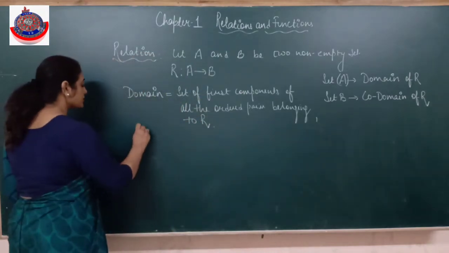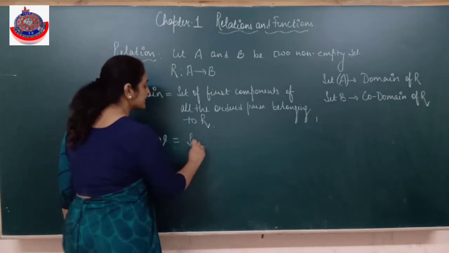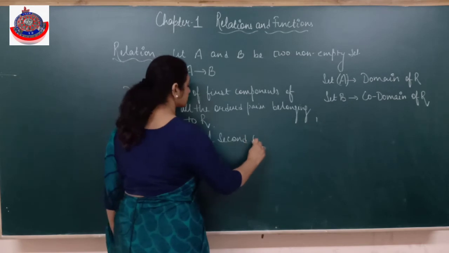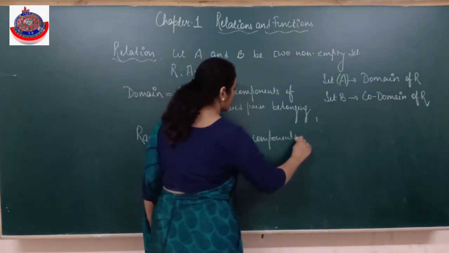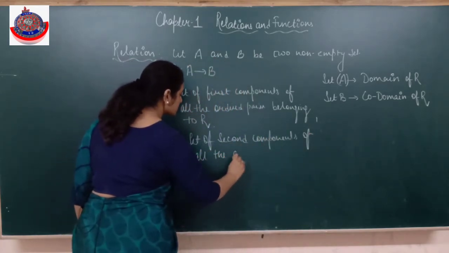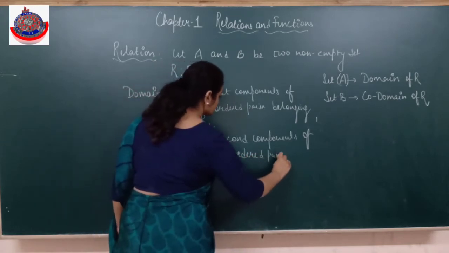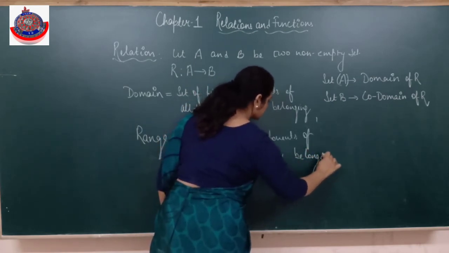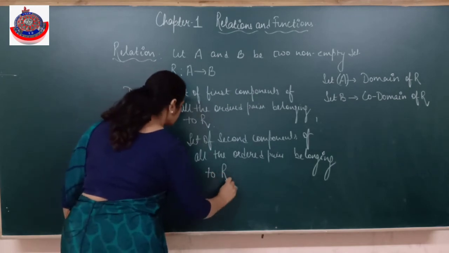And what is the range? The range is the set of the second components of all the ordered pairs belonging to R.